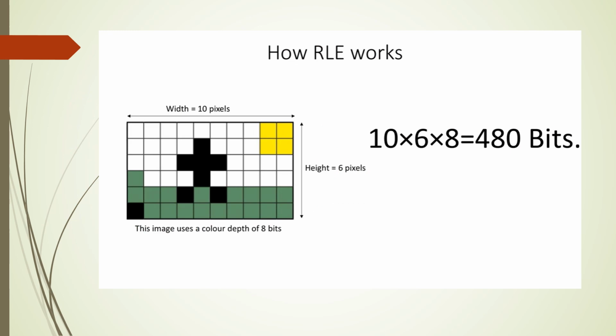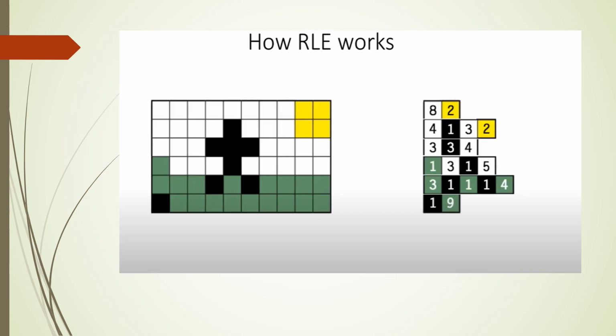So this is how RLE works. This is one of the images. Width is 10 pixels, height is 6 pixels. So multiply 10 by 6 by 8, because the color depth is 8. So 480 bits are used to represent this image.